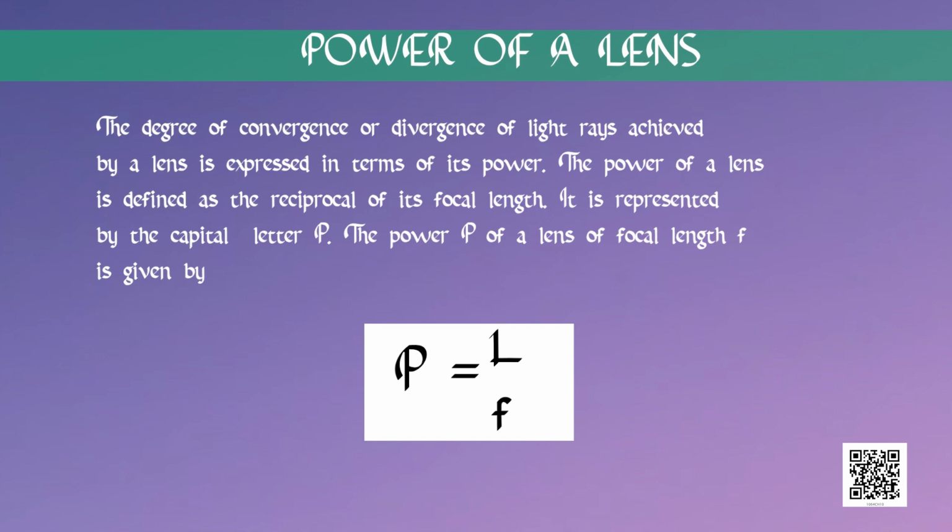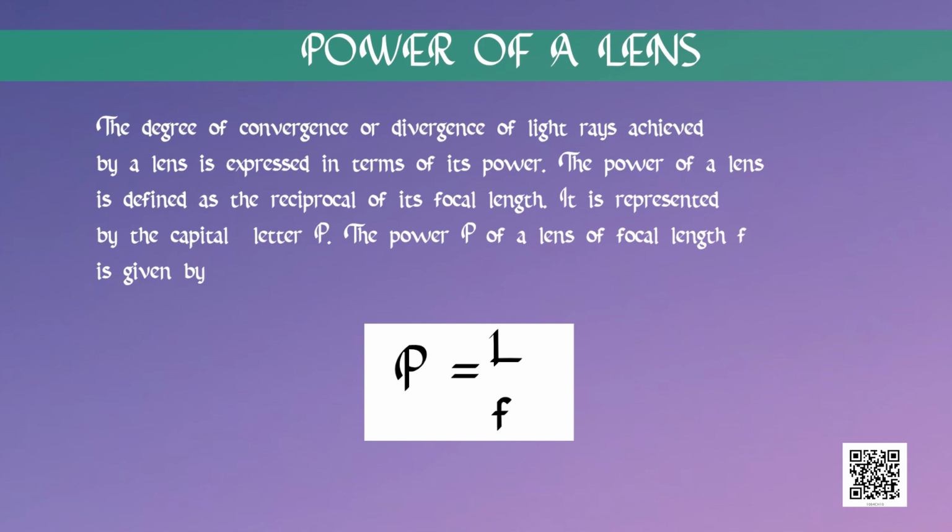Power of a lens. We know that a convex lens of short focal length bends the light rays through large angles by focusing them closer to the optical center. Similarly, concave lens of very short focal length causes higher divergence than the one with longer focal length. The degree of convergence or divergence of light rays achieved by a lens is expressed in terms of its power.